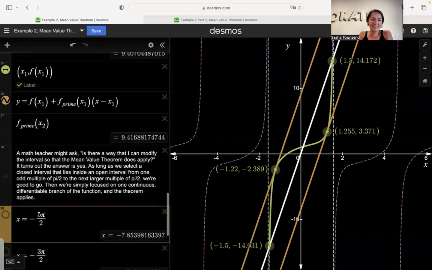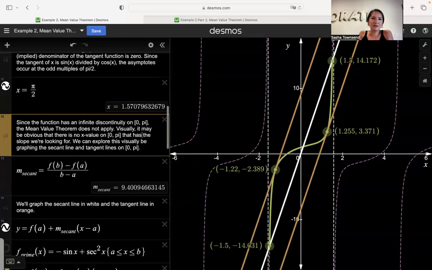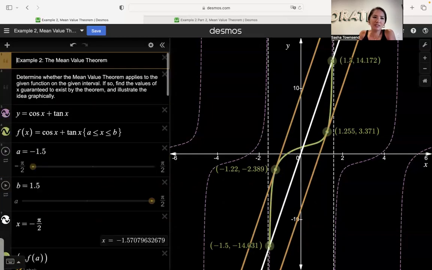All right, so that's it. That's how we handle it. The mean value theorem does not actually apply to the problem as it was originally stated. We had cosine of x plus tangent of x as our function on the interval from 0 to pi.